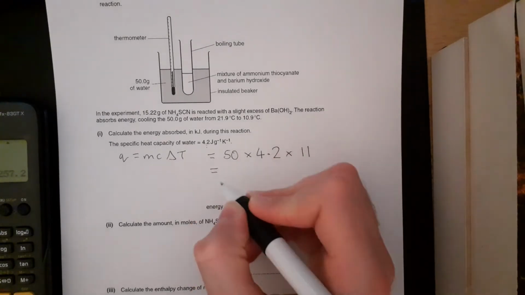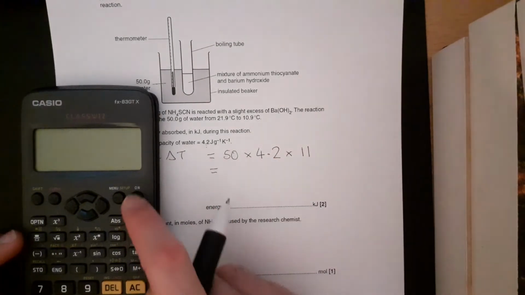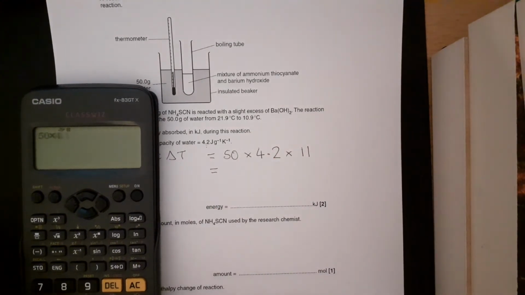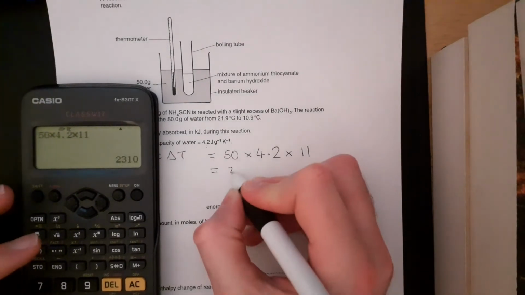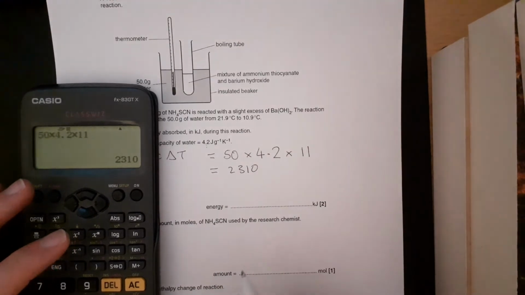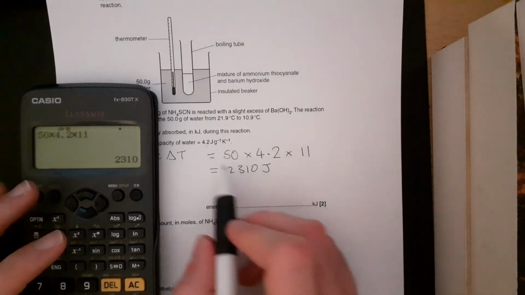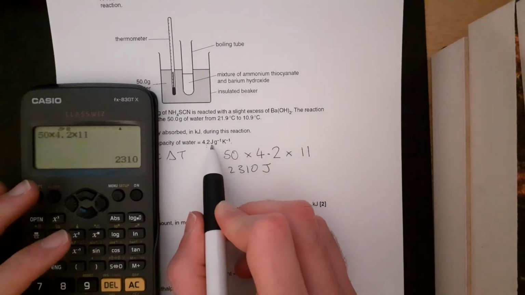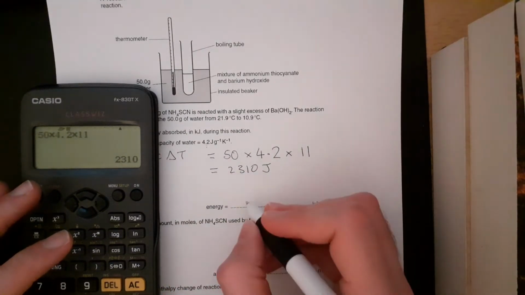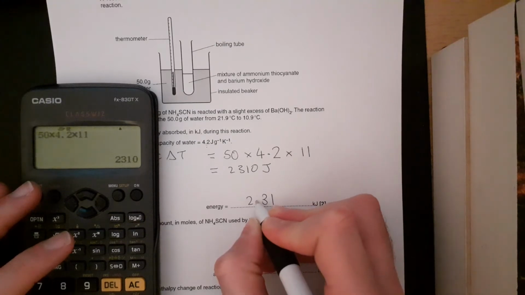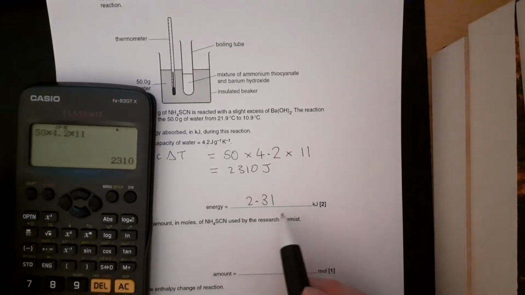So let's calculate that. 50 times 4.2 times 11 is 2,310, but that's in joules. They want it in kilojoules. Remember, when we do this it always comes out in joules because of the units here. So in kilojoules, it's going to be 2.31.